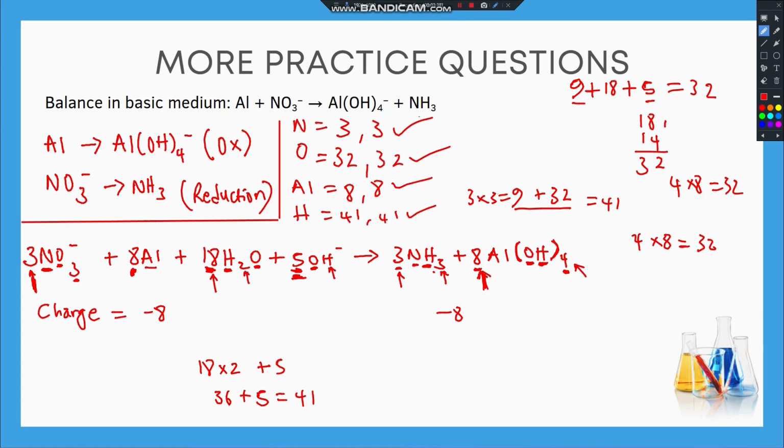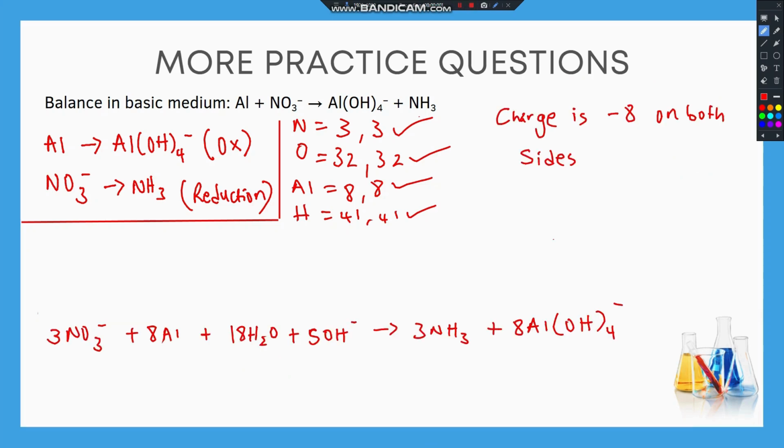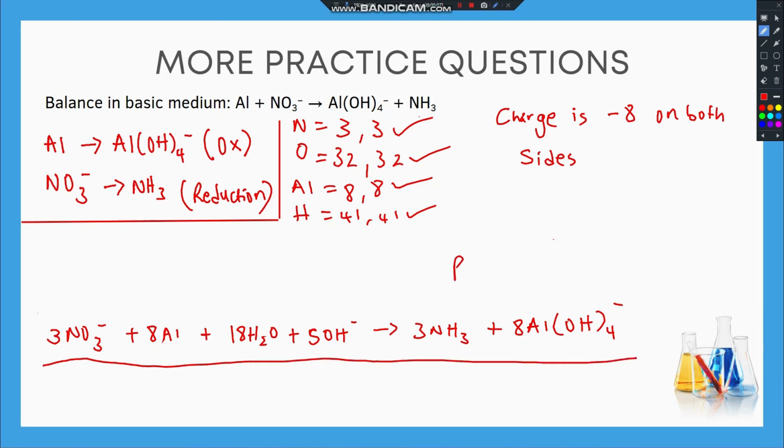So this equation is balanced in terms of charges and in terms of atoms as well. So at this point, we have fully balanced this equation in the basic medium. So let's write out the full equation again. So at this point, my friends, we've come to the end of this video where we have our final balanced equation in the basic medium. Everything is balanced. The charges are balanced, minus 8 on both sides, and the atoms are balanced, each and every single one of them.